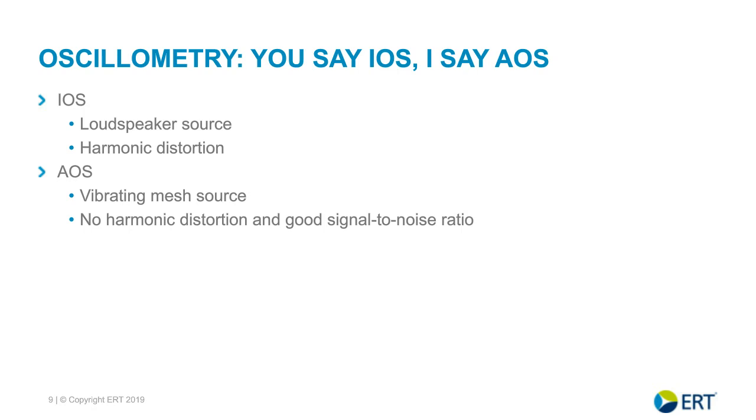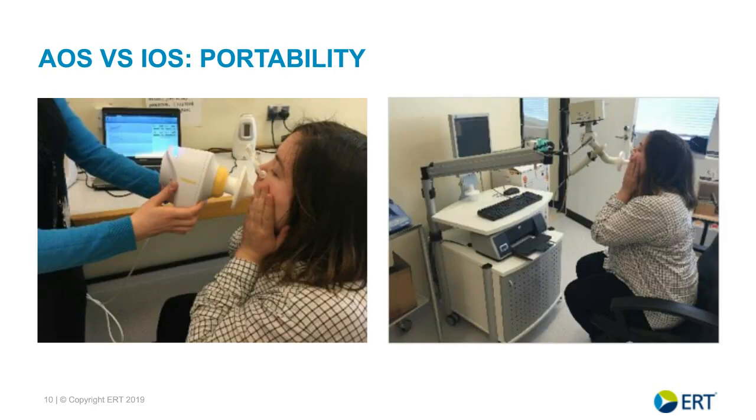Some other comparisons between AOS and IOS. Well, the most obvious one is you can see on the right that the IOS machine is not portable at all. It's very cumbersome. It's going to take a lot of space in your office. Whereas on the left, you can see the AOS machine, the Tremor Flow device, is a handheld portable device which you can move from room to room. It's very light and it's very easy for the patient to use.